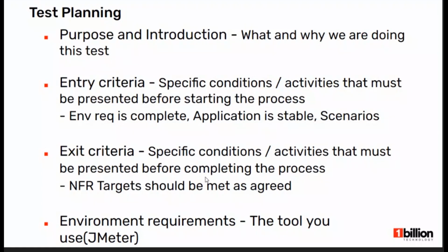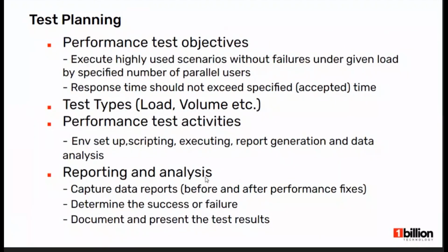After that, you have to determine the exit criteria for your performance test, the specific conditions and activities that must be present before completing the test process. You have to set that as non-functional targets should be met as agreed, and you have to mention the environment requirements that you need to perform your test. Here we use JMeter. Then you have to set your performance test objectives. In our project, we have to execute highly used scenarios without failures under the given data load by a specific number of users, and the response time should not exceed 3 seconds.